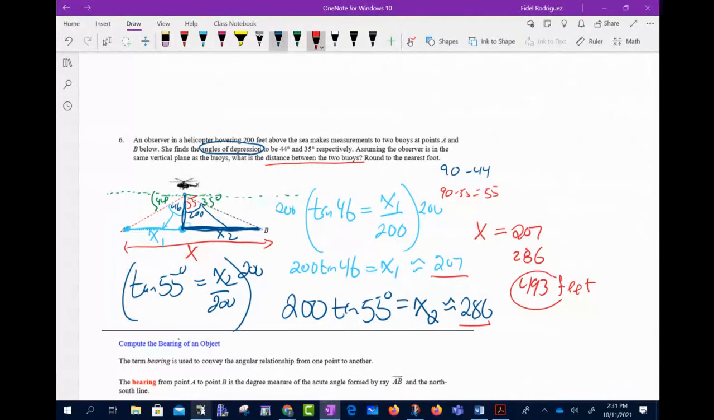Didn't we get 207 for the first one over here? Right? And then we got 286 for that one right there. So we said, look, if we want to find the entire distance, aren't we just going to take those two numbers and add them up together? So 207 and 286, I came up with 493.